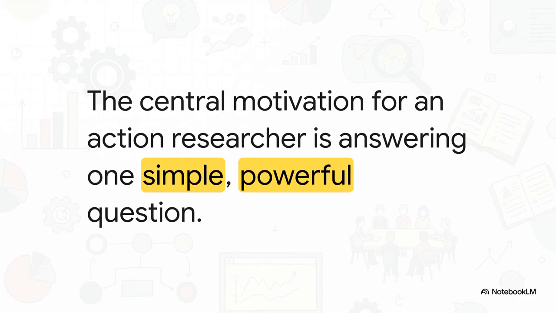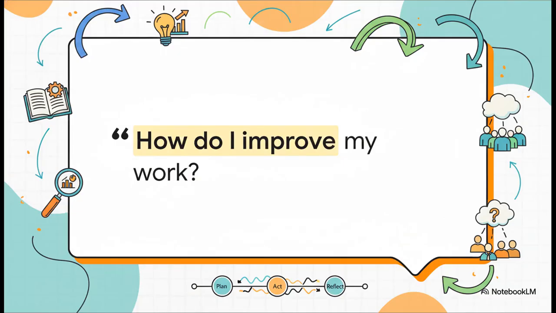So when you strip away all the cycles and the charts and the criteria, what's left? What's the engine driving all of this? It really boils down to one simple but incredibly powerful question. That's it. That is the absolute core of action research. The question isn't some huge abstract thing like, what is the nature of learning? No, it's asking, how do I improve my work? How do I help my students? Right here, right now. And that's exactly what makes it so relevant, so urgent, and so powerful.